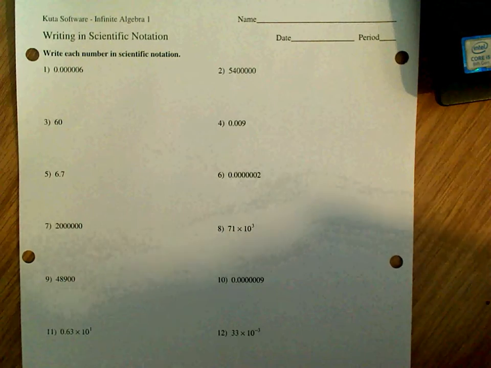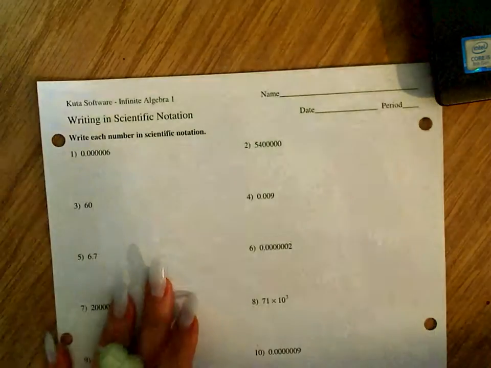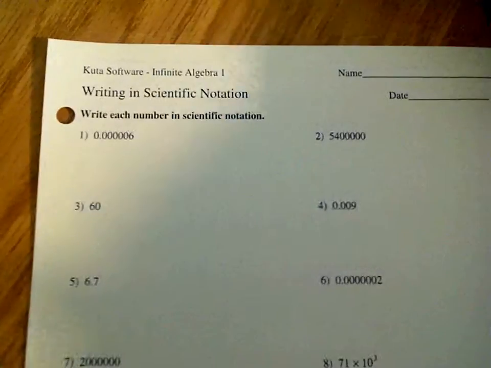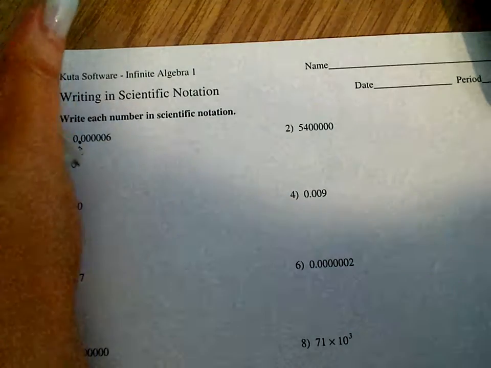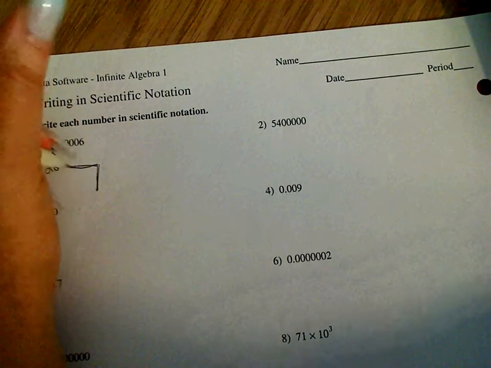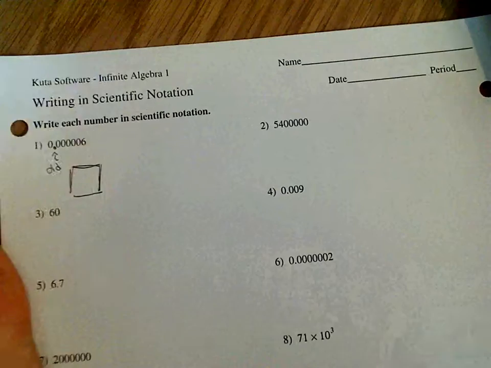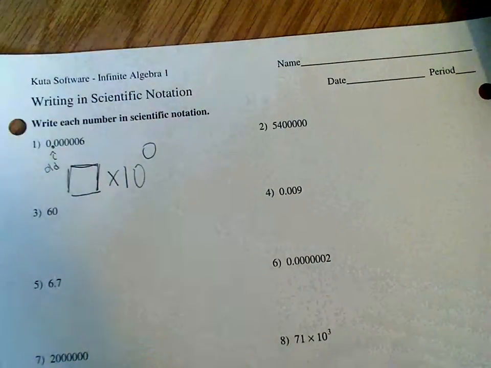Okay, so let's get started. This front page asks us to write each number in scientific notation. So we'll start with number 1. Here's the old decimal. We need to make a new decimal that makes this number between 1 and 9, and we need to put it times 10, and then we need to write the exponent.